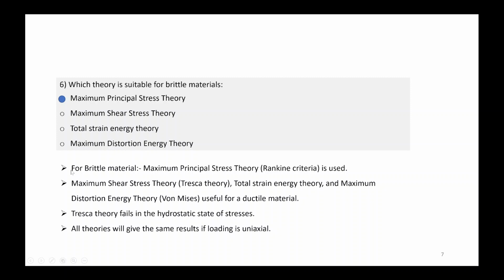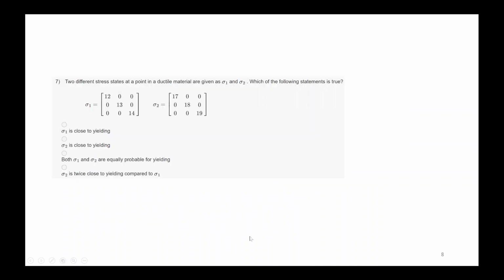So for brittle materials, principal stress theory is used. Maximum shear stress theory, strain energy theory, and maximum distortion energy theory are used for ductile materials. Tresca theory fails in the hydrostatic state of stresses. And all theories give the same type of results when we load them uniaxially.